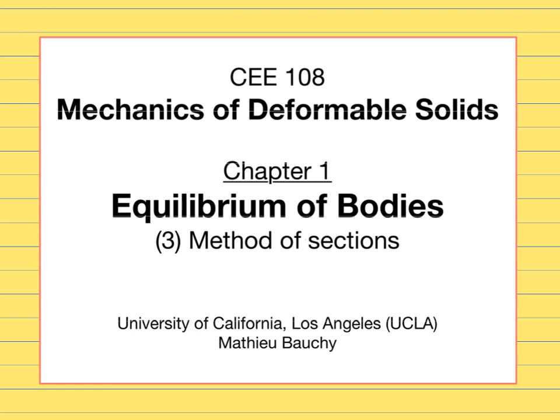So now what we are going to see is, if you want to calculate the internal load at a given position, at a given point within these materials, for this we will need to use the method of section. We are going to see what the general method is, and what the different steps are to apply this method of section to calculate the internal loads that are acting inside a material at a given point.